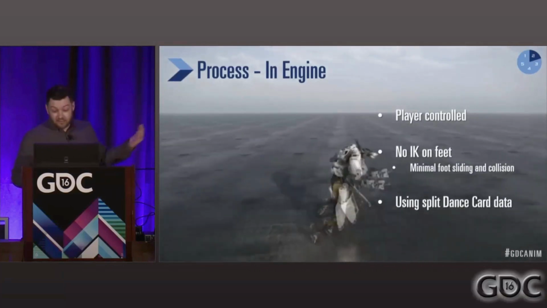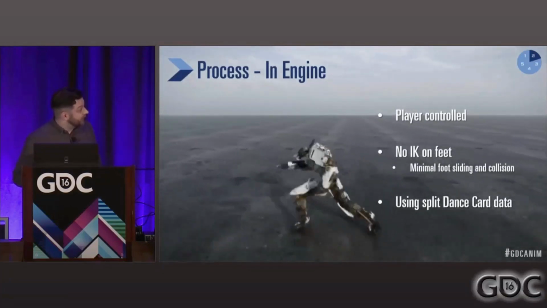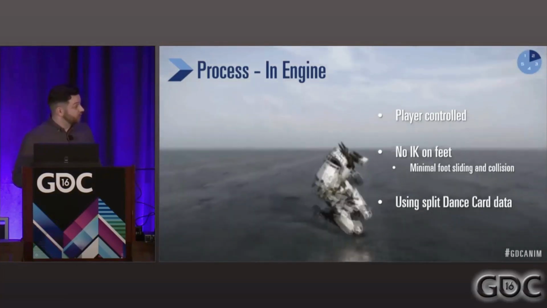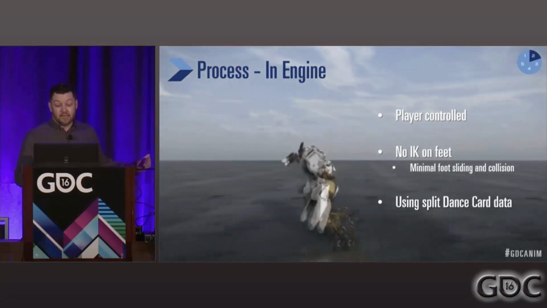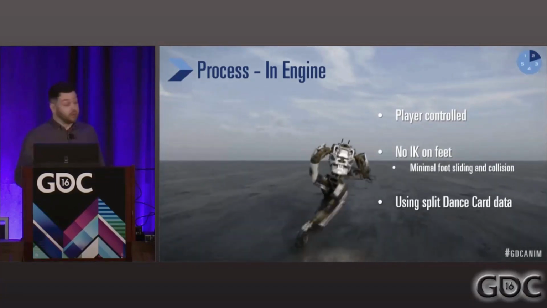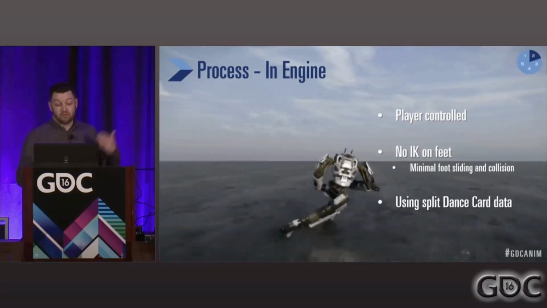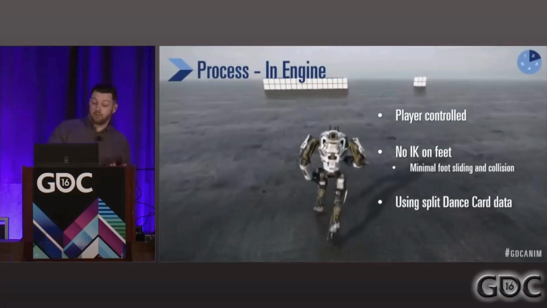So as you can see, there you go. We'd have things like the snaking there, and you can see the biomechanically correct human movement. There's no IK yet on this, so foot sliding is still minimal at this point. We get proper weight transfer, acceleration, deceleration, the whole nine yards. And this was also using the split dance card method.